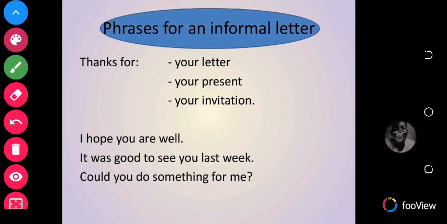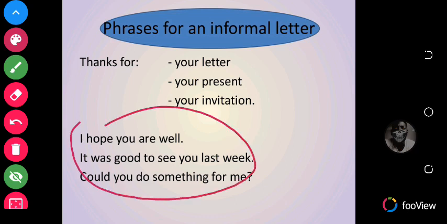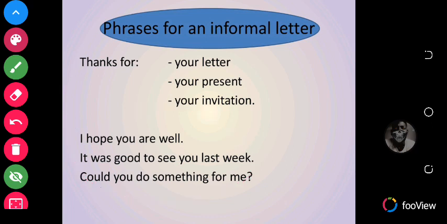So phrases for an informal letter: thanks for your letter, your present, your invitation. So I hope you are well. It was good to see you last week. Could you do something for me? So you realize that all these statements are actually like a conversation with your friend. Like, I hope you are well. It was good to see you. Could you do something for me? And all these are actually cordial, directed to someone you actually have a relationship with, or someone you know.